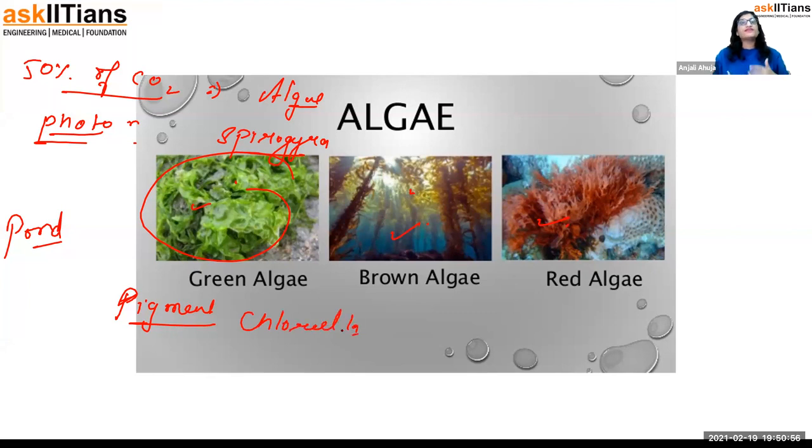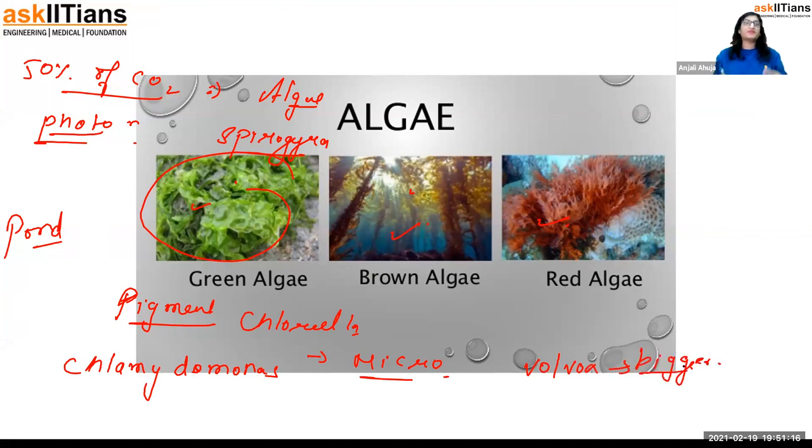Algae are present in different shapes and sizes. If I talk about Chlamydomonas, it is the name of an algae with a very microscopic structure. And then there is Volvox, which appears in a bigger size and structure. There are many examples of algae. Now I have to tell you these three categories. Though that's not in your syllabus, for Olympiads and NTSE we have to know this.